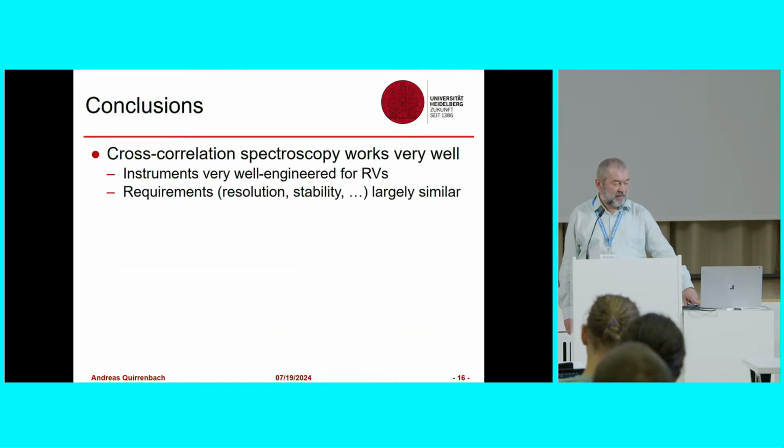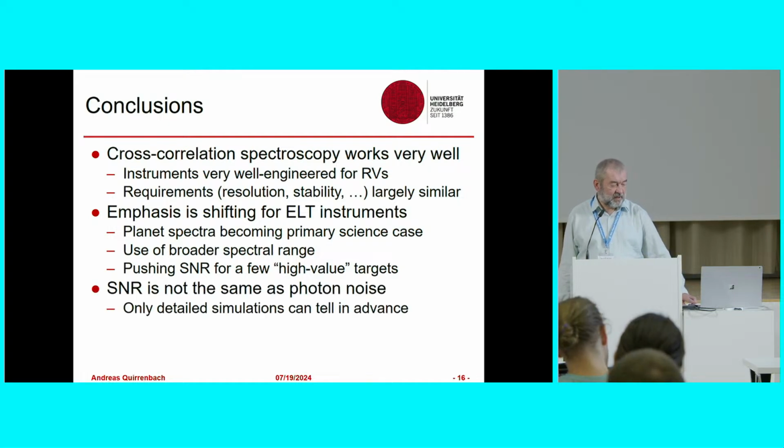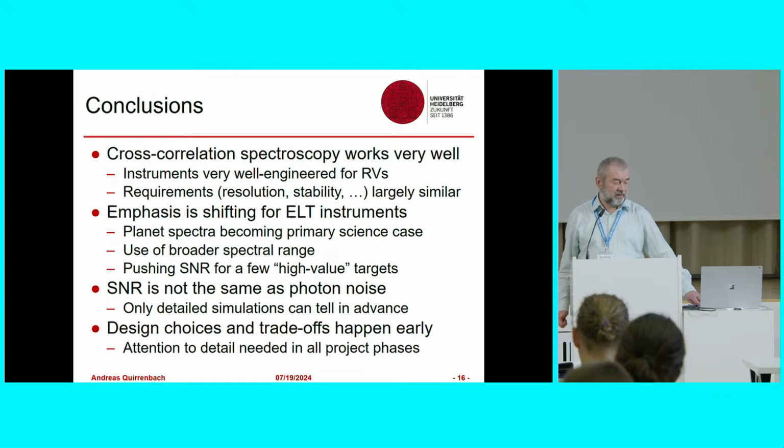So to conclude, cross-correlation spectroscopy works very well because you are using instruments that are very well engineered for RVs, and the requirements are largely similar. The emphasis is now shifting for the ALT instruments where planet spectroscopy is becoming the primary science case. And remember, signal-to-noise ratio is not the same as photon noise. Photon noise is one contributor to the signal-to-noise ratio, and all the other contributors are instrumental. As you crank up the requirement on photon noise with a larger telescope, you have to be more careful about all the other instrumental effects.